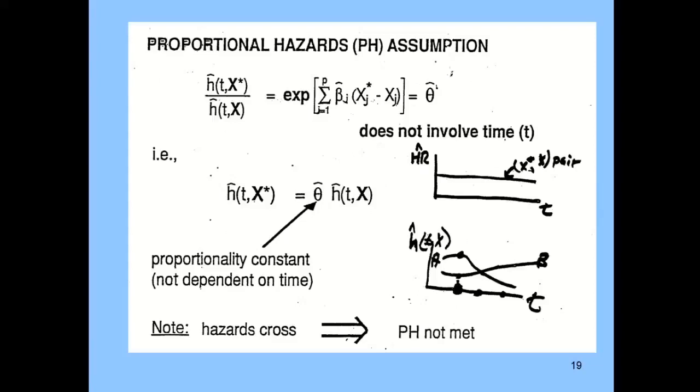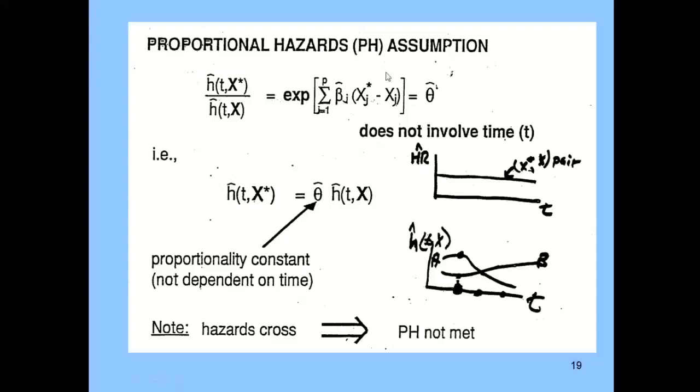So that's one way you could say what the proportional hazards assumption means. If you're using a proportional hazards model, you're dealing with a model where the hazard ratio comparing any two individuals, any two x's, any two different people, is going to be constant over time. It's not going to vary over time.